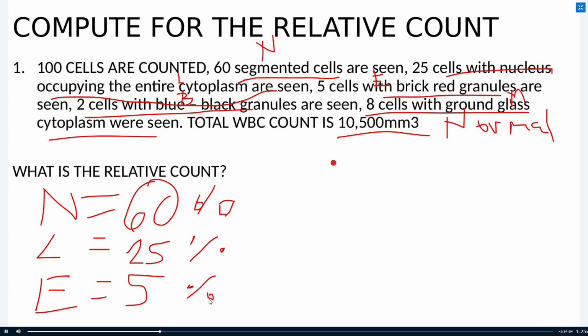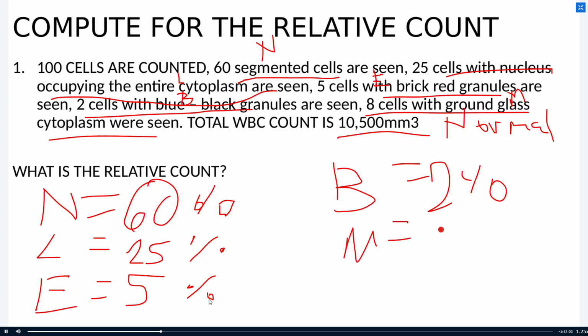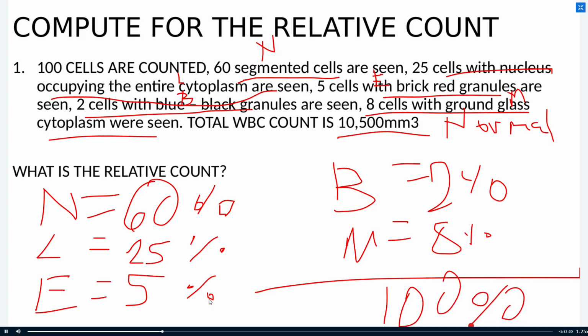5%. Okay. How about your basophils? 2%. And how about your monocyte? 8%. For a total of what? Ilan ang total? 100%. Okay? So you have class, whenever you're going to do this, you have to memorize yung normal value ng total WBC count nyo. Para hindi kayo mahirapan.